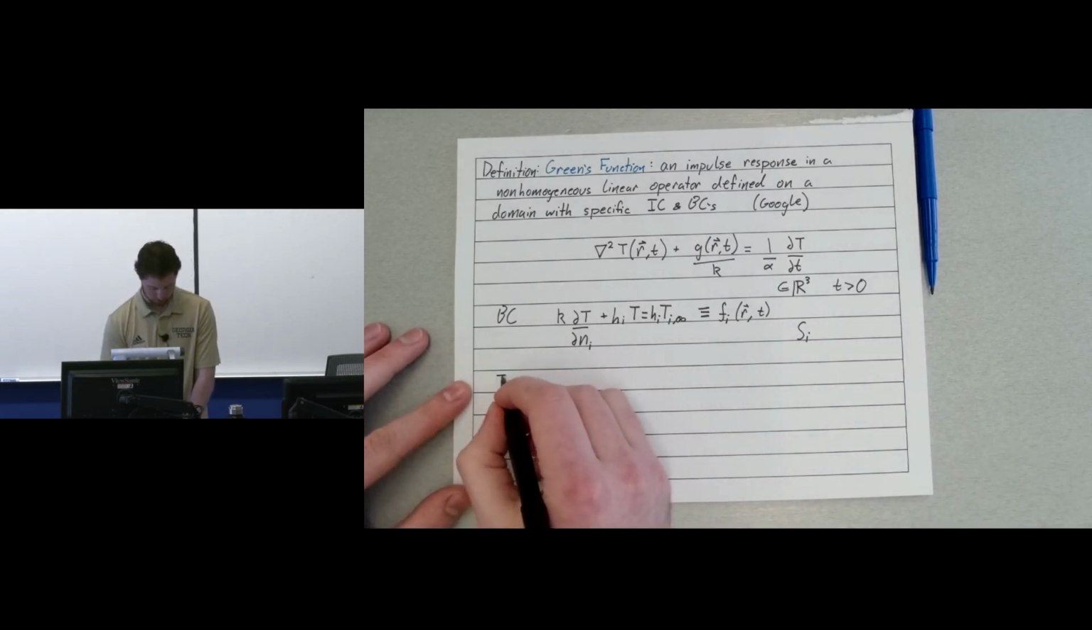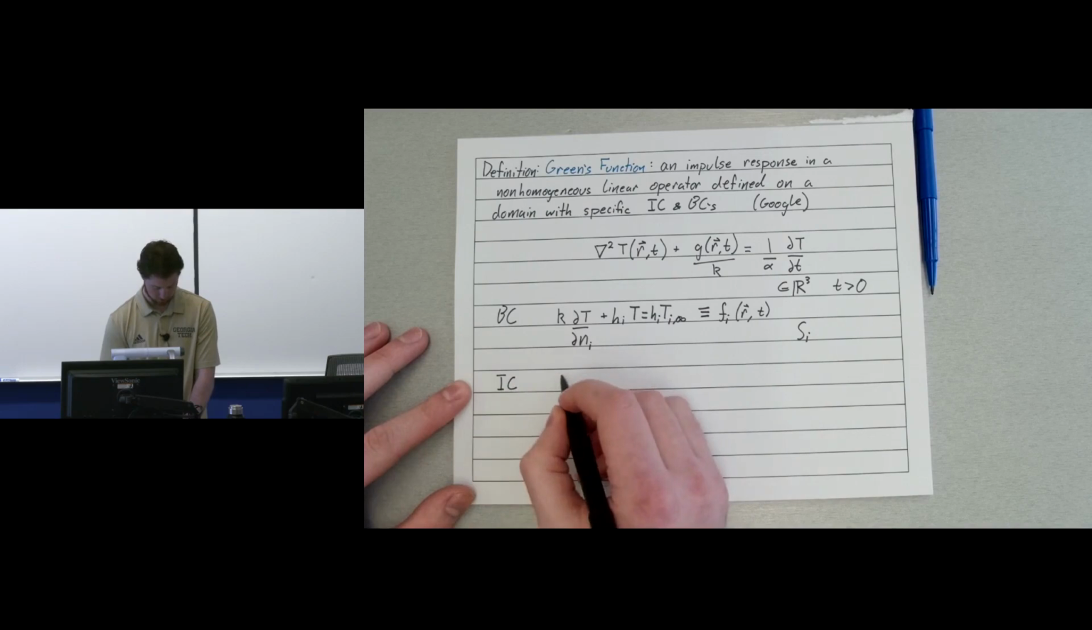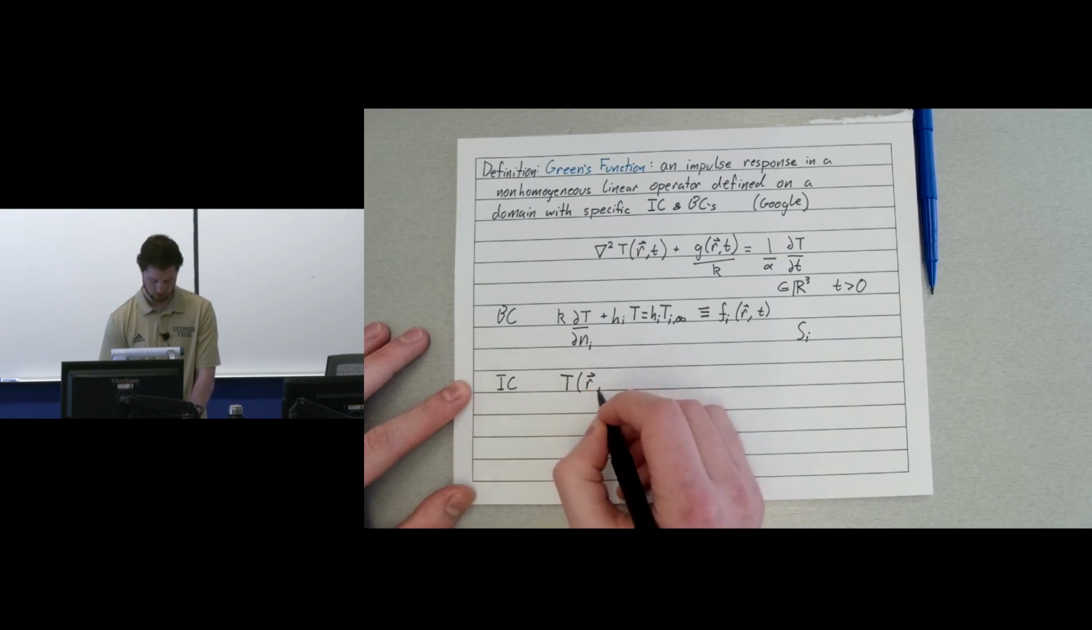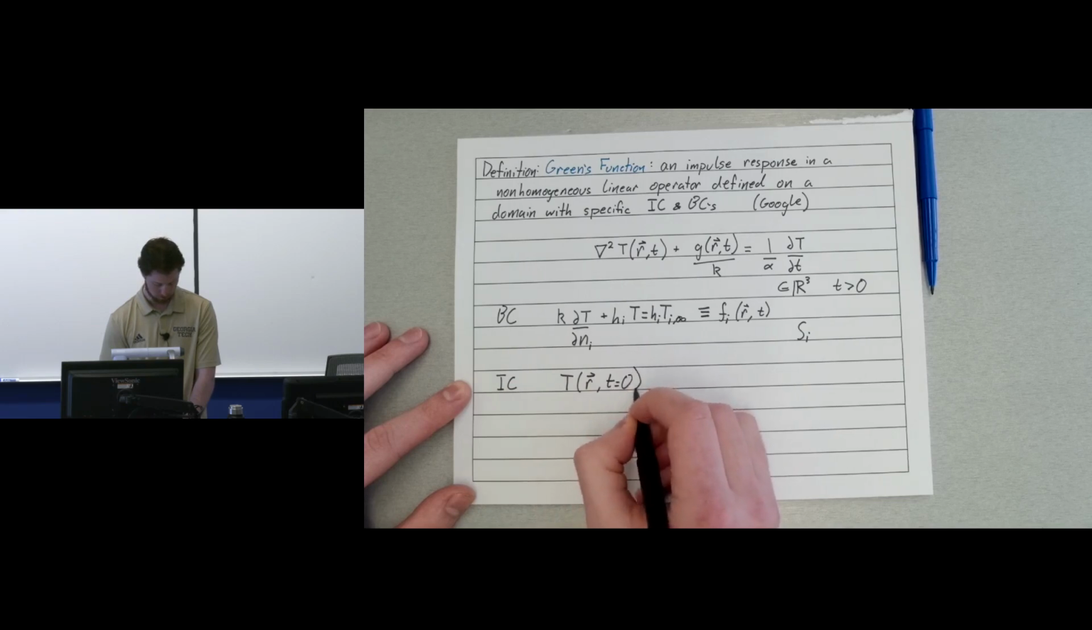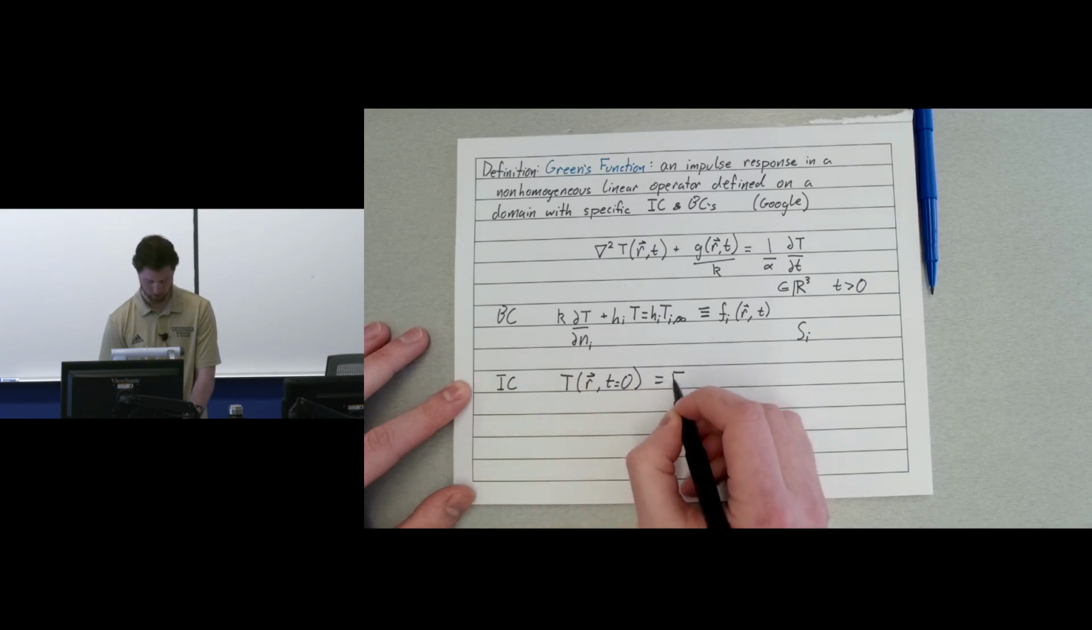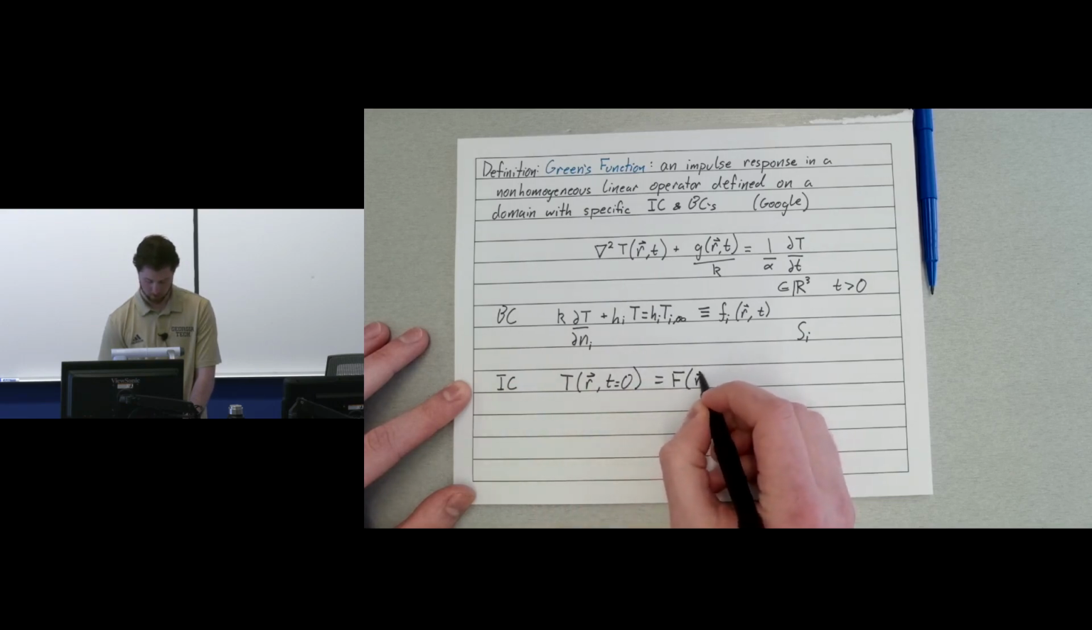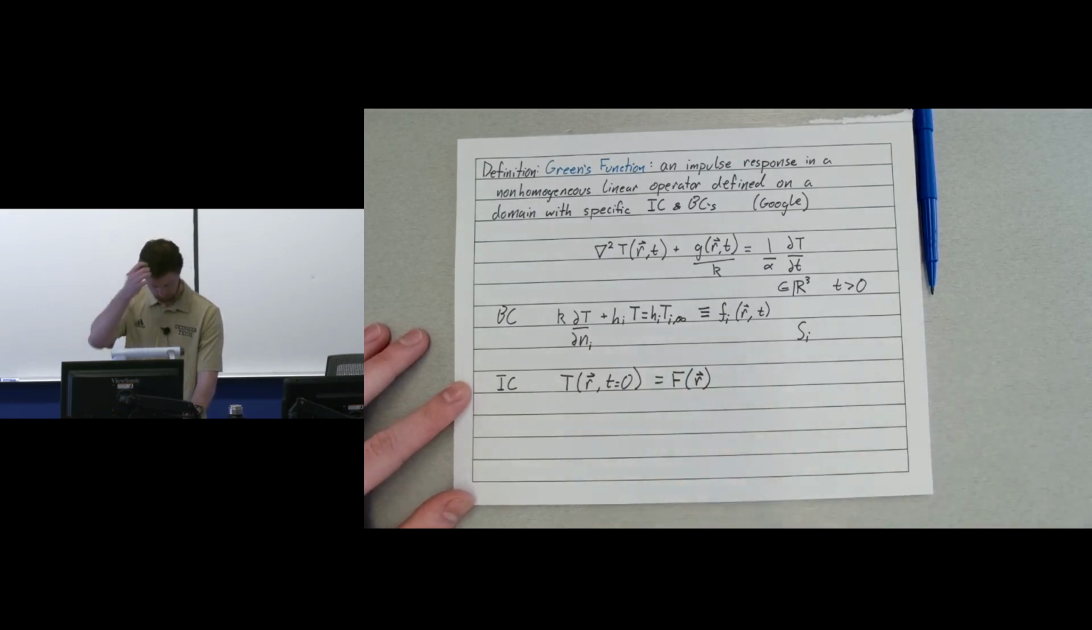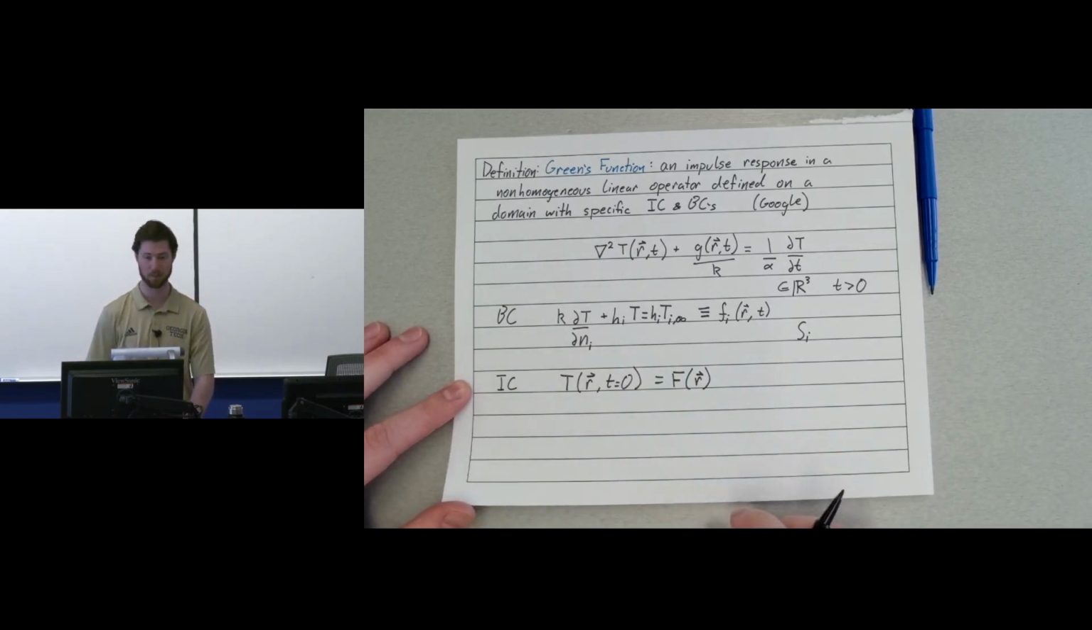Then we'll also define some generic initial condition. It's going to be T in the entire region at time equals 0. It's equal to some function in terms of our position vector. Okay, does this feel familiar for everybody so far?